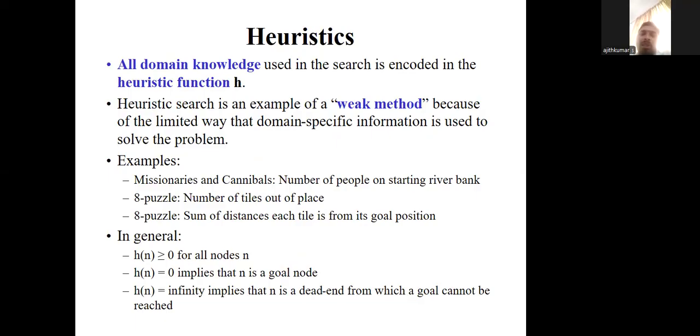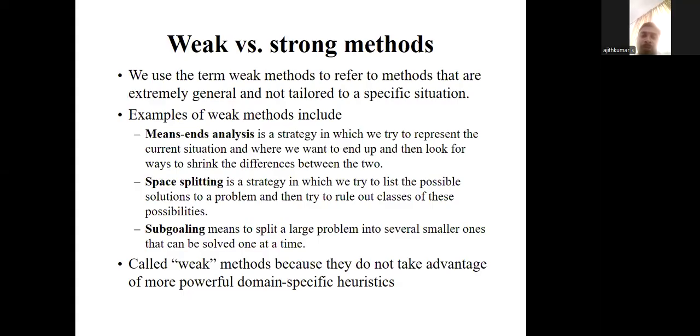See the examples, such as the 8 puzzle problem: the number of tiles that are out of place, then the sum of the distance each tile is from its goal position. In general, h(n) is greater than or equal to 0 for all nodes n. Then h(n) equal to 0 implies that n is a goal node. h(n) equal to infinity implies that n is a dead end from which a goal cannot be reached.